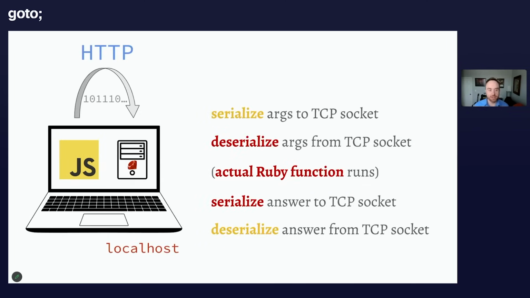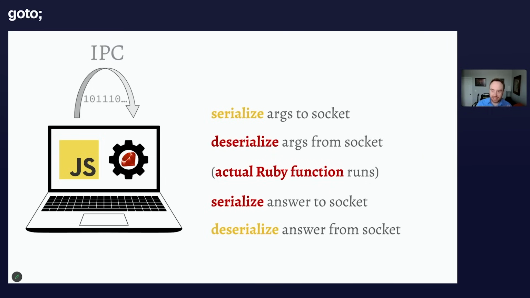So we made that a little bit faster by saying, okay, let's just talk to localhost rather than going over the network. And then instead of going to and from a TCP socket, we can generalize this using inter-process communication and say, well, if we know we're going to the same machine, then we don't have to use JSON specifically.